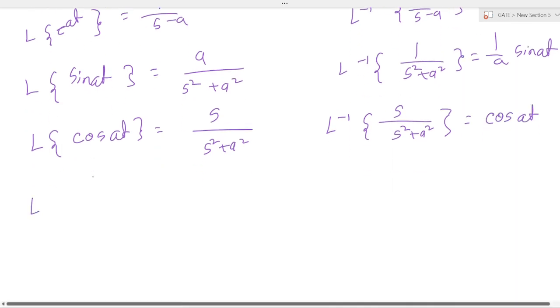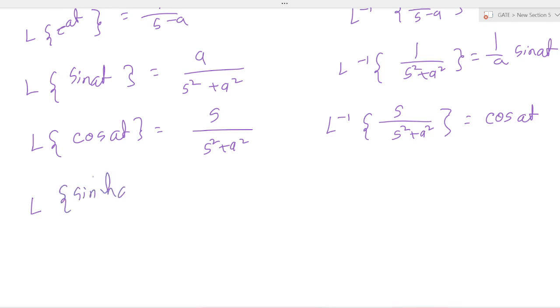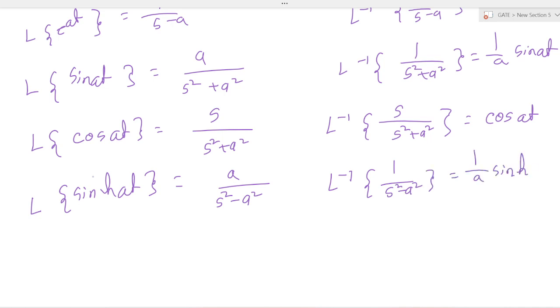Okay, and next, L of sinh at is equal to a by s square minus a square. And the inverse Laplace transform, L inverse of 1 by s square minus a square, is equal to 1 by a sinh at.